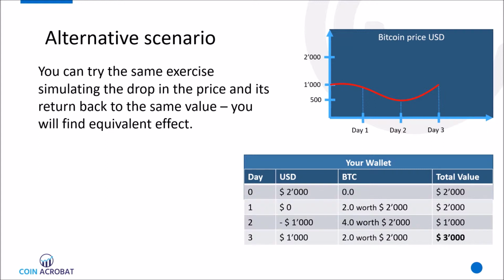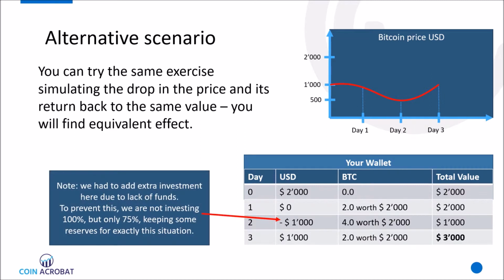Look at the short simulation of the inverse situation. In this case, the price dropped and grew back to its original value. Note that in this simulation we had to add an extra $1,000 temporary cash to follow the method. To prevent this, CoinAcrobat by default invests only 75% of your total assets, keeping the 25% for similar situations.